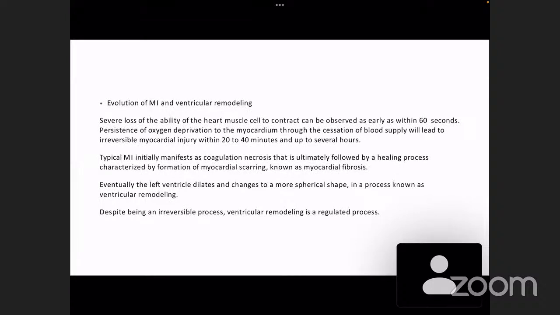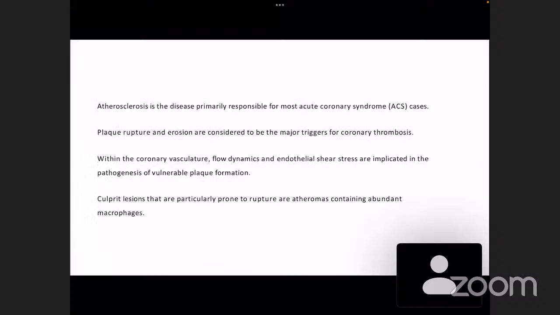Evolution of MI and ventricular remodeling. Severe loss of the ability of the heart muscle to contract can be observed as early as 60 seconds with the persistence of oxygen deprivation, the irreversible damage may occur and can be seen within 20 to 40 minutes up to several hours. The typical MI initially manifests as coagulation necrosis that is ultimately followed by healing process, characterized by forming myocardial scarring, known as myocardial fibrosis, and then remodeling, which is the ventricular change to a more spherical shape. Despite being an irreversible process, ventricular remodeling is a regulated process.